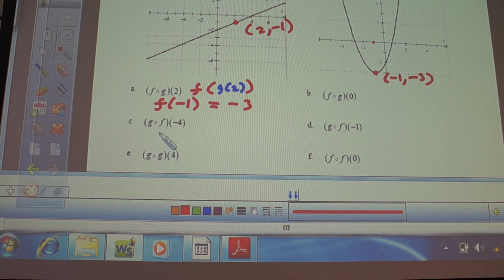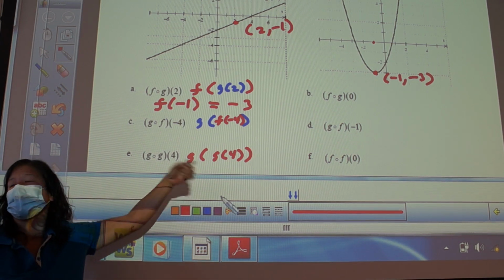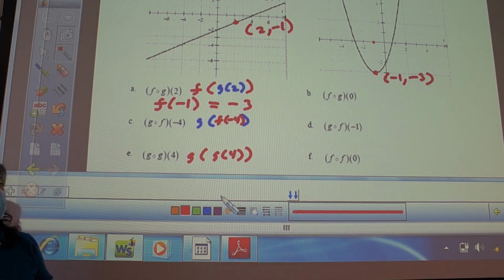G of f, that means I do which one first? F. Rewrite it. G of f of negative 4. Just make your life easier. What do I do first? F. Do f first. And then g of g means you do g first, you do g of 4. So you find g of 4, and then whatever you get for g of 4, you throw that back into g again to get your answer. That's what that one means.